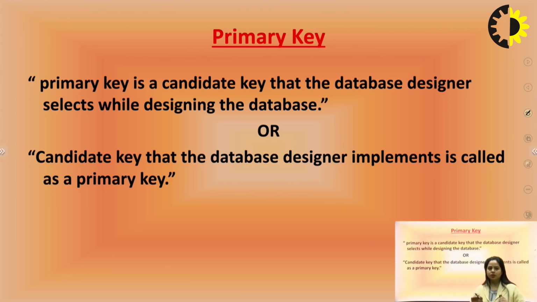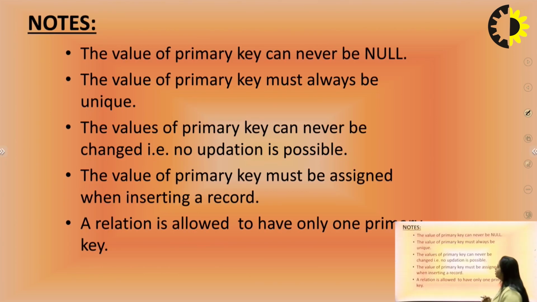Okay. So this is the concept of super key, candidate key, and primary key. Here are some key points about the primary key. The value of primary key can never be null. It must have a value at any point of time. The value of primary key must always be unique. It should not be duplicate, because with the help of a primary key, we can find out the values of other attributes. The value of primary key can never be changed. No updation is possible in case of primary key. Once you assign a primary key, it will never be changed.